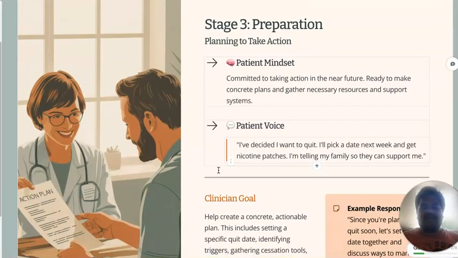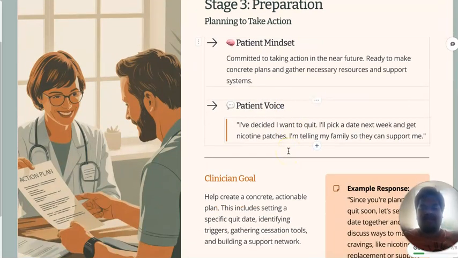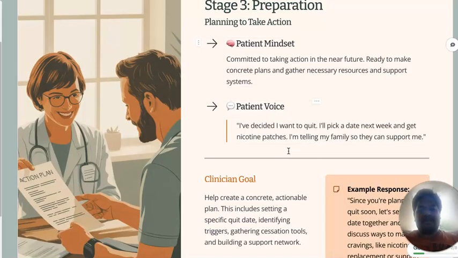And similarly, sometimes the patient will be in the preparation phase. He understands the demerits of smoking, and he is preparing to quit. In this phase, the patient is gathering the necessary resources and support system so that he can start quitting. The patient will tell you, yes, I have decided I want to quit. I will pick a date next week, doctor or nurse, and get nicotine patches. I'm telling my family so that they can support me. So in this phase, the patient is preparing, but has not started quitting yet.